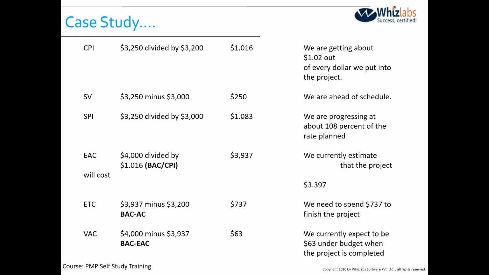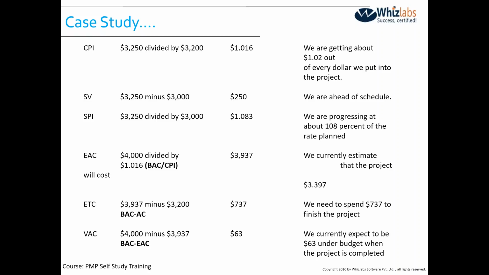Okay. The moment EAC is different from BAC, EAC becomes the BAC now. The budget will change. So here, while we're looking at EAC, wherein we said 4,000 divided by 1.016, it is giving me 3937. Now my plan, my baseline figure for the budget, is 3937. That is the reason we have 3937 minus 3,200, which is nothing but your actual cost. Okay, and it is 737. We need to spend 737 to finish the project.